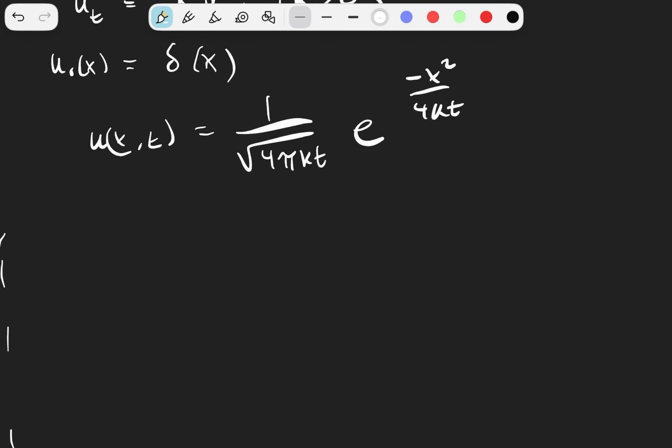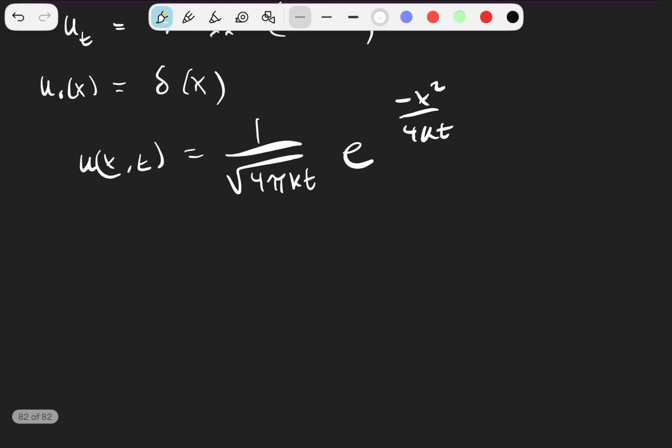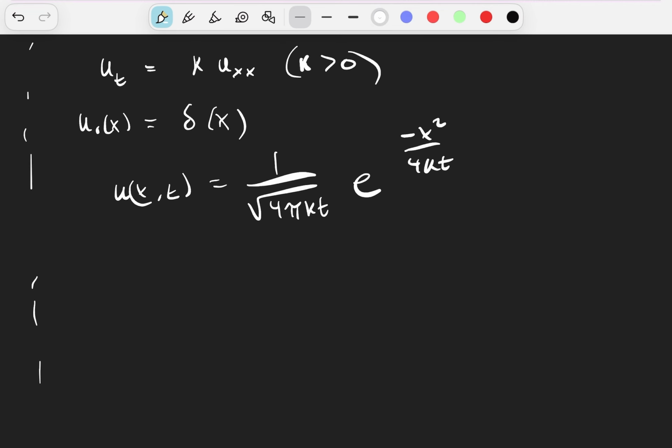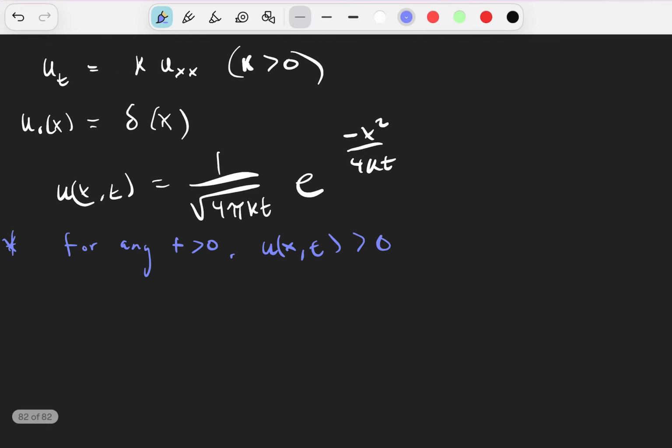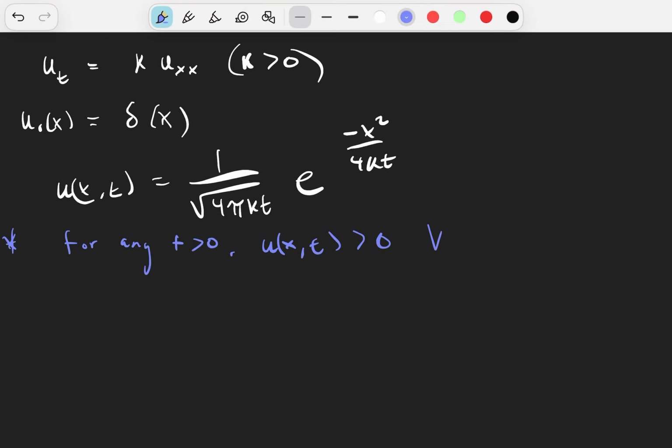All right, which is a Gaussian. And we can make an observation of what this solution is telling us, which is that, not for all, but for any t greater than or equal to 0, the function itself should be positive for all x. All right, that's the first idea that we can think about.